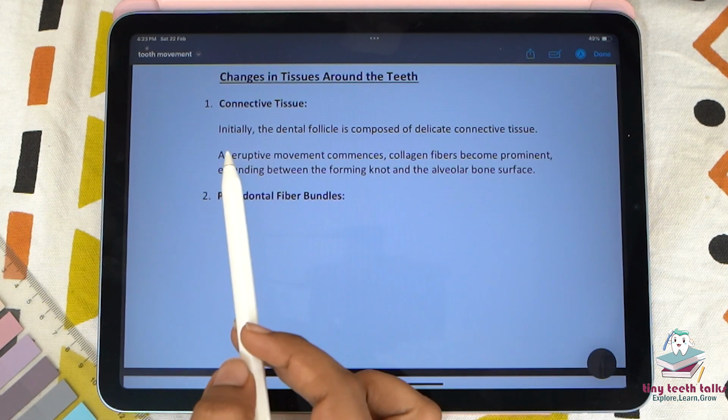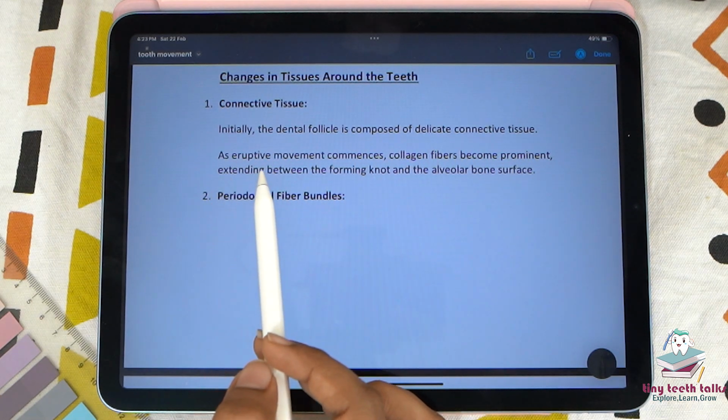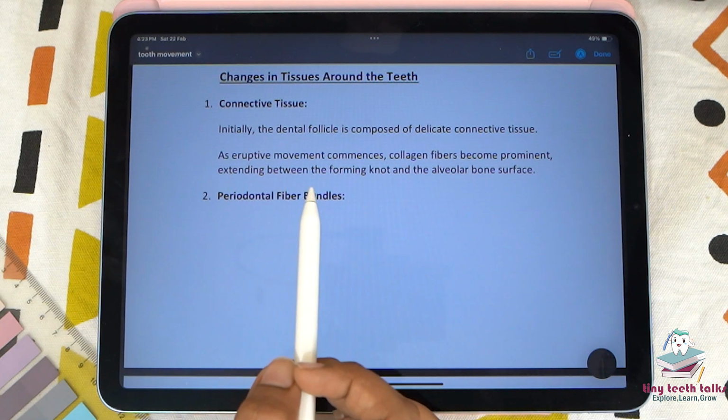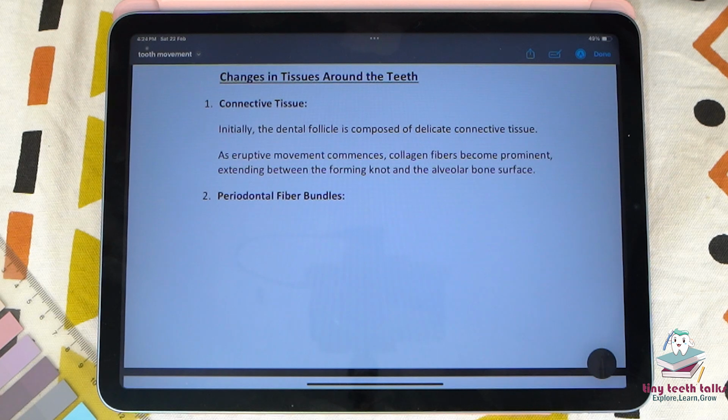The connective tissue. Initially, the dental follicle is composed of delicate connective tissue, and as eruptive movements commence, collagen fibers become prominent, extending between the forming root and the alveolar bone surface. Collagen fibers basically form the root. As they become prominent, these fibers reach out towards the alveolar bone surface, creating a network of connective tissues, and the extending collagen fibers connect the forming root to the alveolar bone surface, and this connection helps stabilize the tooth and provide the necessary support during the eruption process.